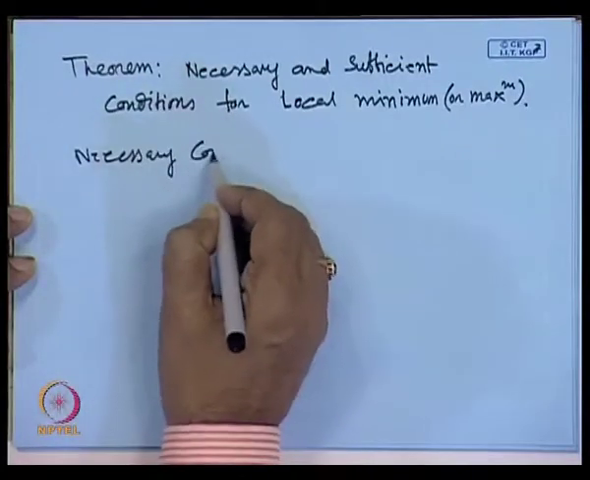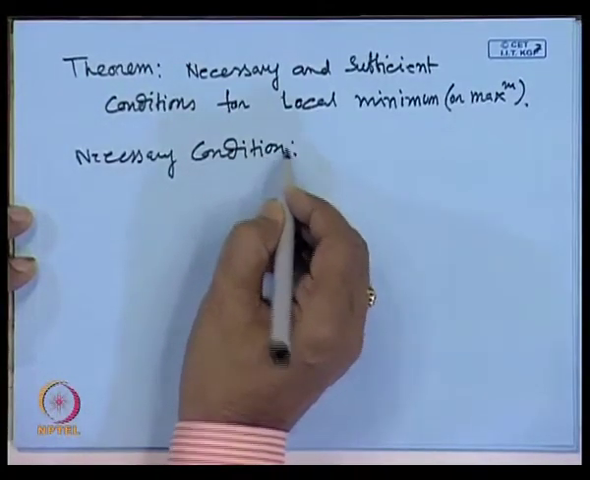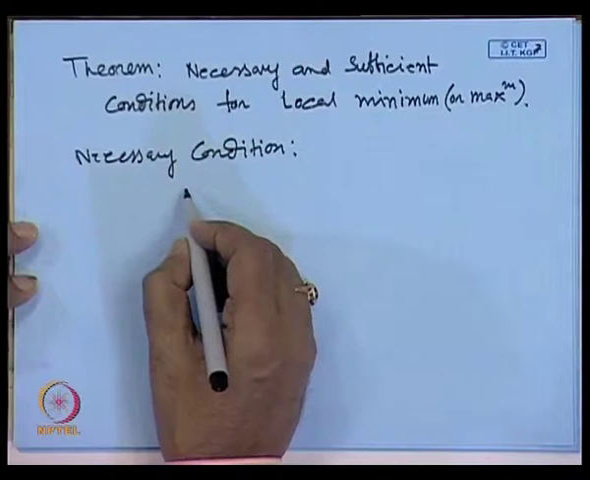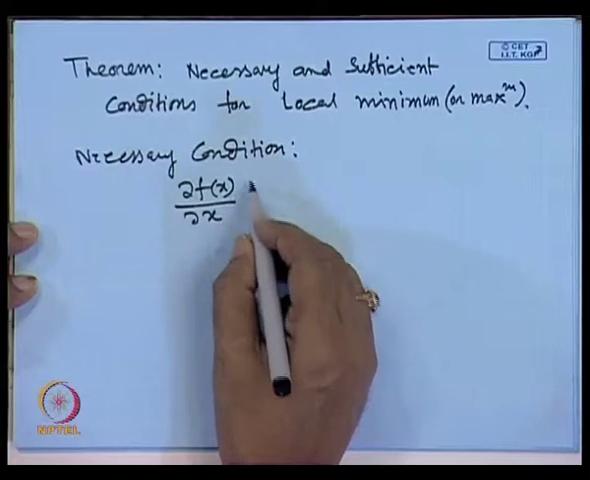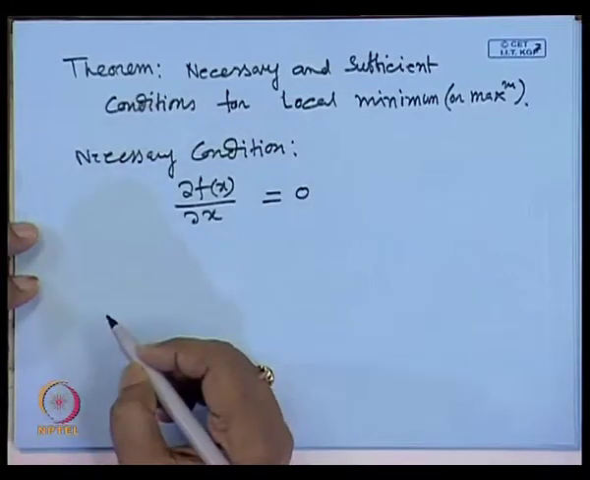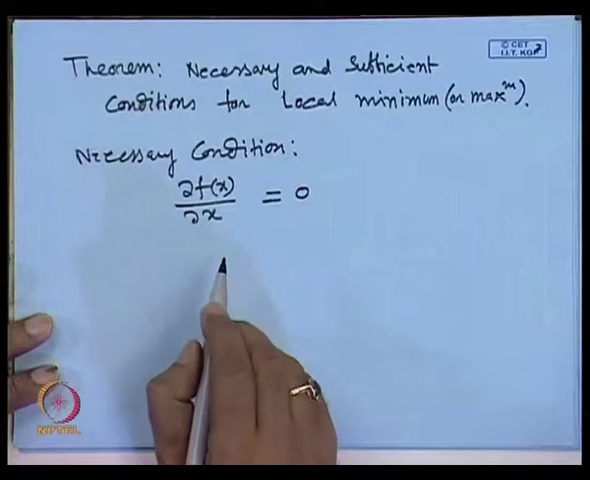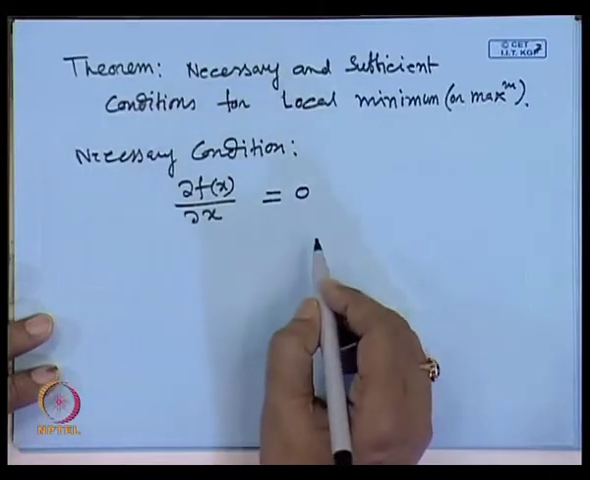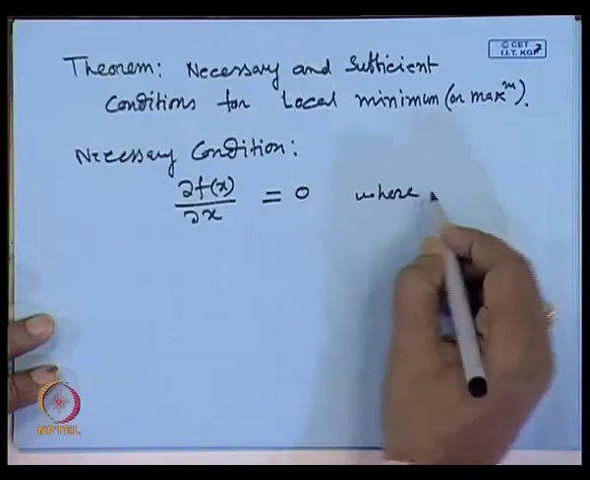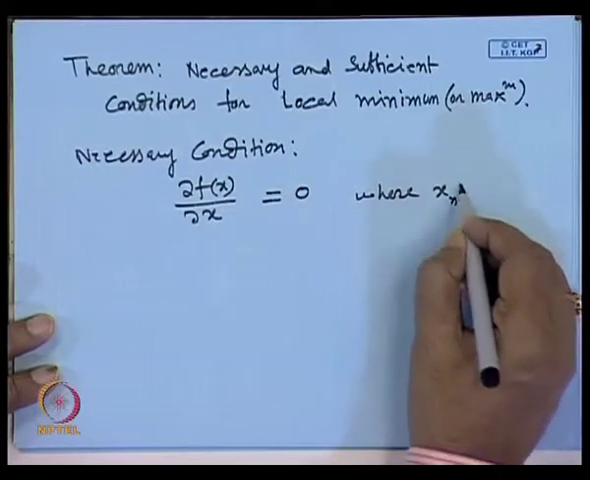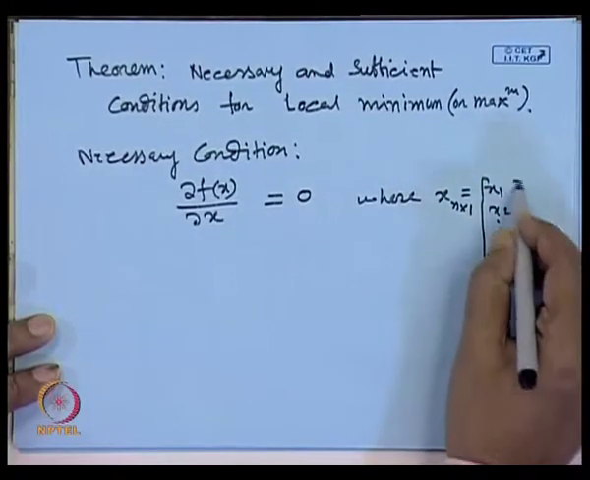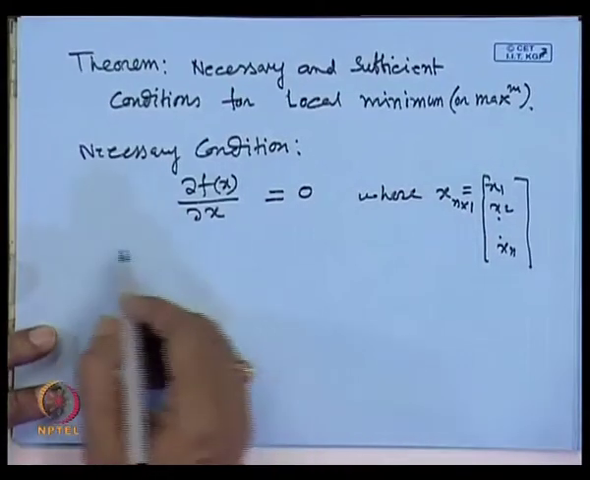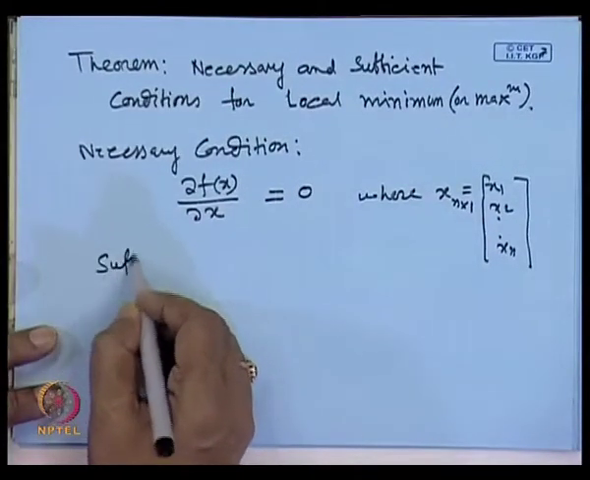Necessary condition: first assign the gradient of this vector, that is what is called gradient of this vector, del f of del x with respect to x, you assign this equal to 0. This is the necessary condition, where x in general we write with dimension n cross 1, which is x1, x2, dot dot, xn. Okay.